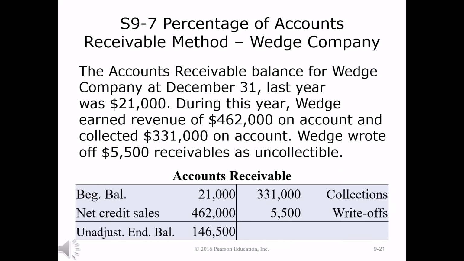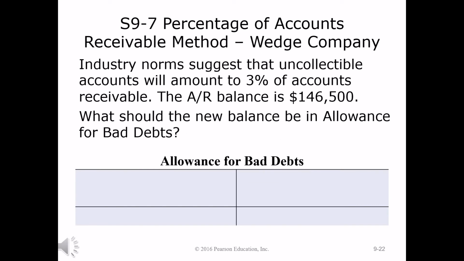This leaves an unadjusted ending balance of $146,500. This right now is the accounts receivable balance. For Wedge Company, we're given the information that industry norms suggest uncollectible accounts in the amount of 3% of the accounts receivable. Remember that the accounts receivable balance we just calculated is $146,500. So with this information, consider what the new balance should be in the allowance for bad debts account.